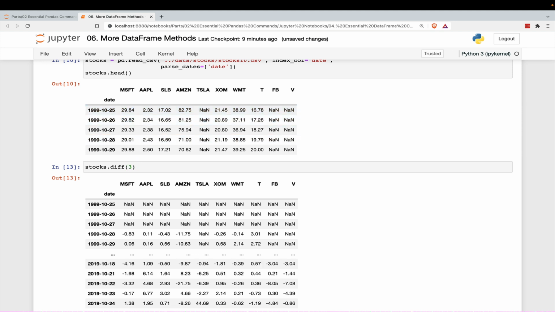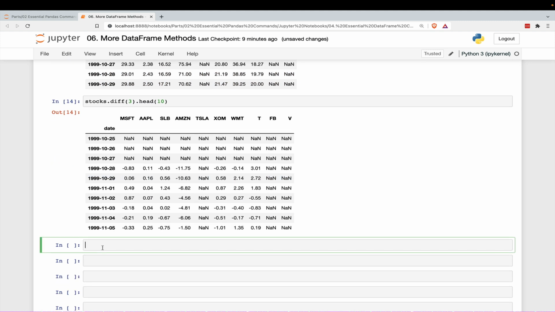You can go more than one period, like 3. So this would be about 3 trading days apart. So this is the difference between this one and 3 before, which is this. So that is an 83 cent decline from the first trading day over here. And then it just applies it to every column. Okay, that's nice. And then percent change does the same thing.